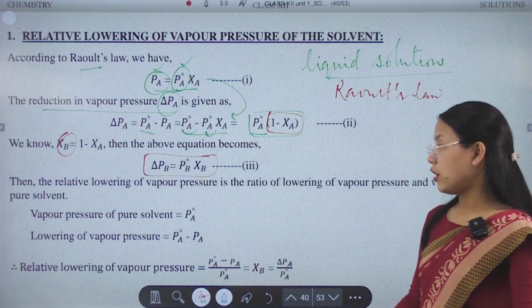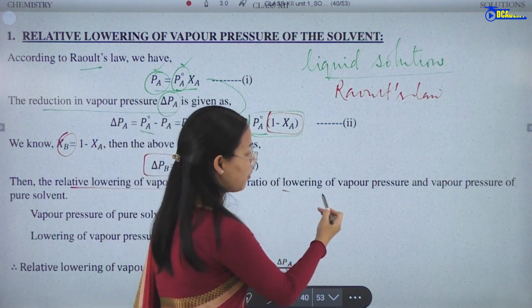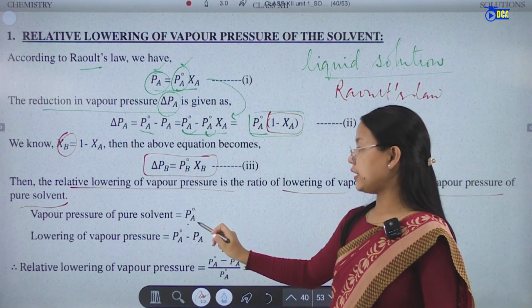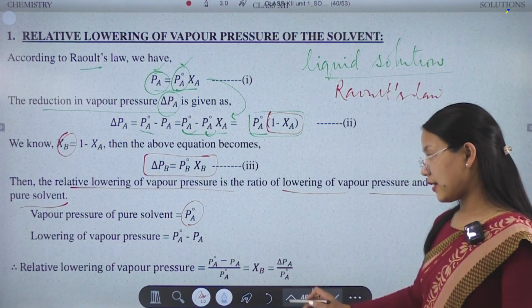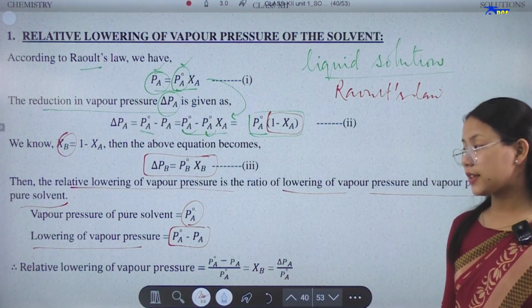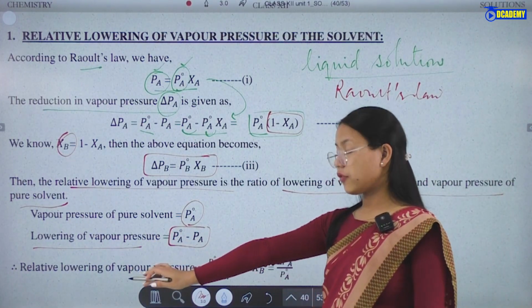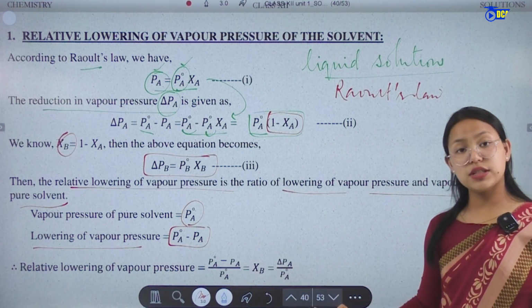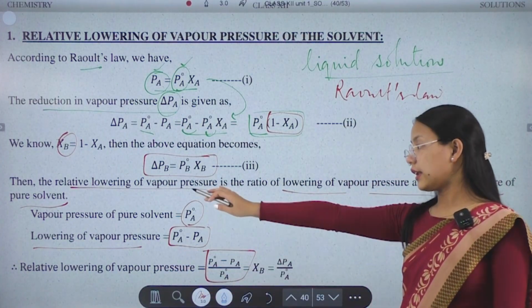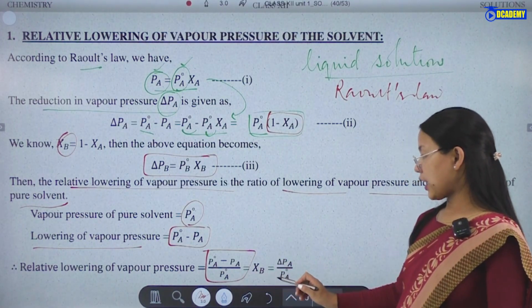Then the relative lowering of vapor pressure is the ratio of the lowering of vapor pressure and the vapor pressure of the pure solvent. PA naught is the pure vapor pressure of the solvent. And PA naught minus PA is the lowering of vapor pressure, that is, the solvent's vapor pressure in the pure state minus the solution. So the relative lowering of vapor pressure is the ratio of the lowering of vapor pressure to the vapor pressure of the pure solvent, which equals XB.